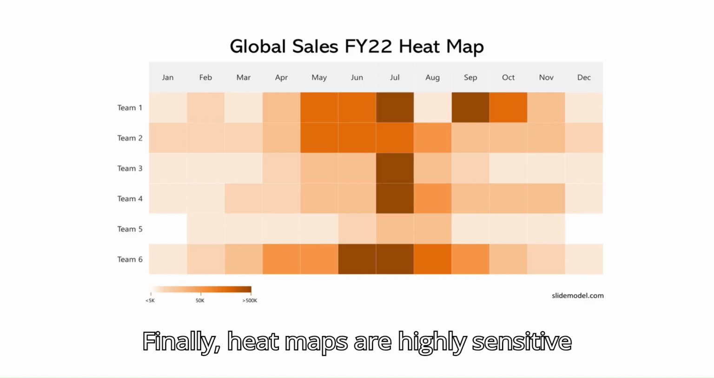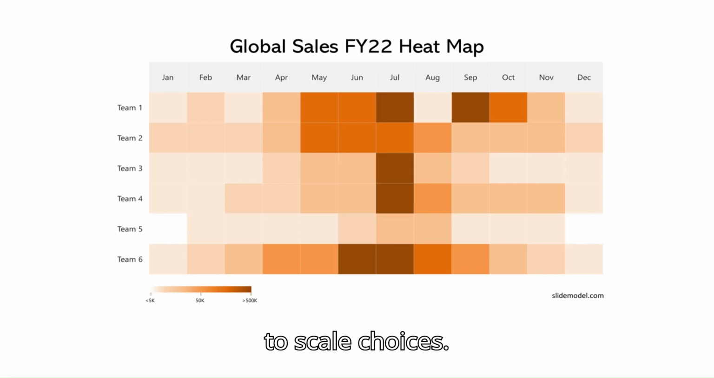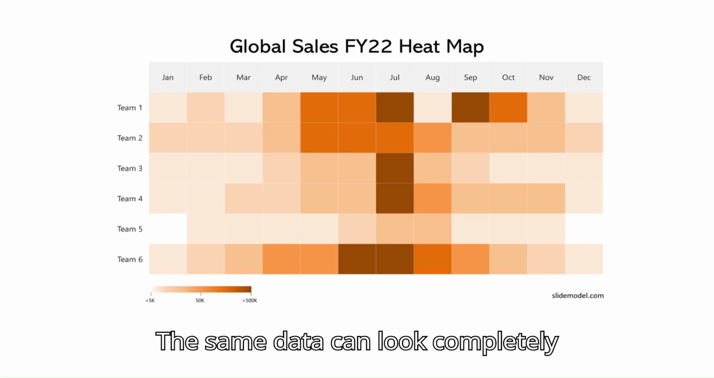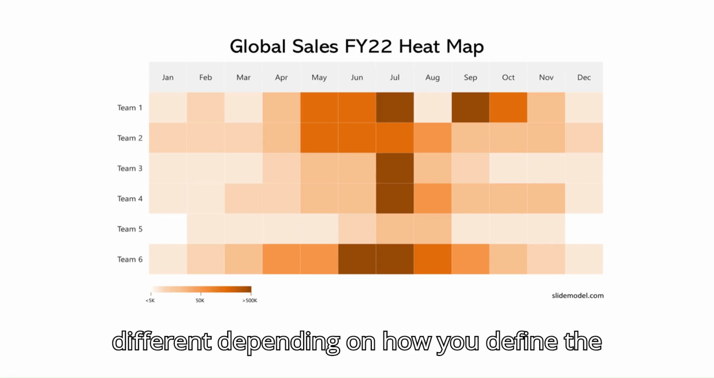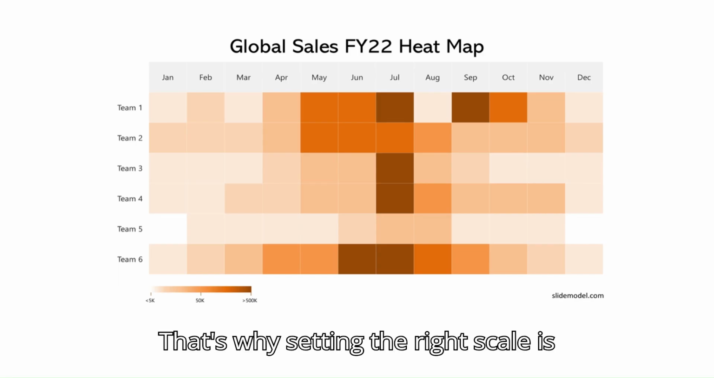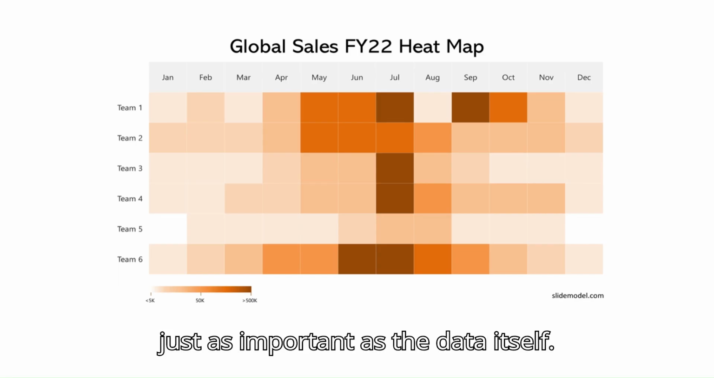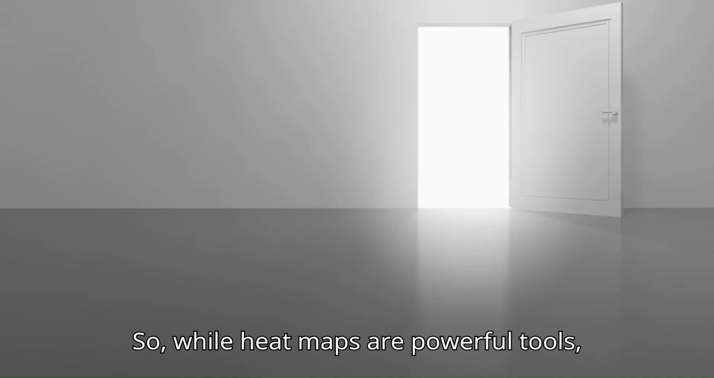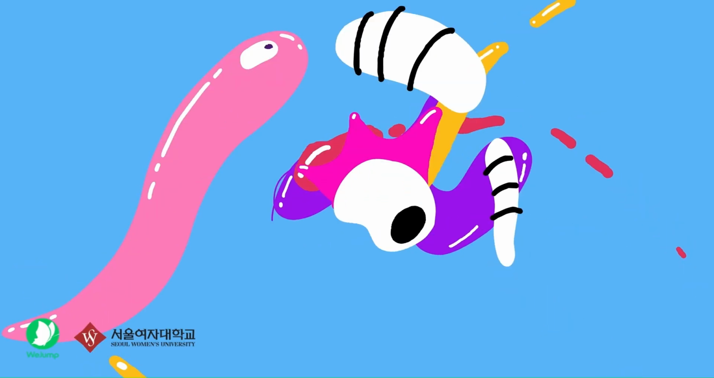4. Sensitive to scale. Finally, heat maps are highly sensitive to scale choices. The same data can look completely different depending on how you define the color range. That's why setting the right scale is just as important as the data itself. So, while heat maps are powerful tools, they must be used carefully and thoughtfully. Understand their limitations, and you'll use them more effectively.